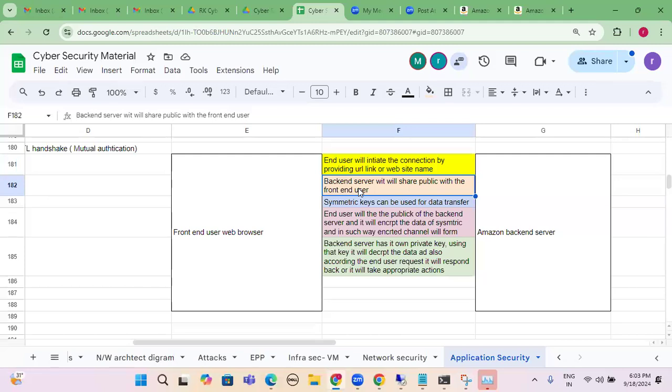To eliminate this drawback, what do we have to do? We have to purchase an SSL TLS certificate from a third party. Whichever certificate authority we purchase from, that certificate we deploy on top of the server. Now the server will validate whether it is a legitimate or illegitimate user.